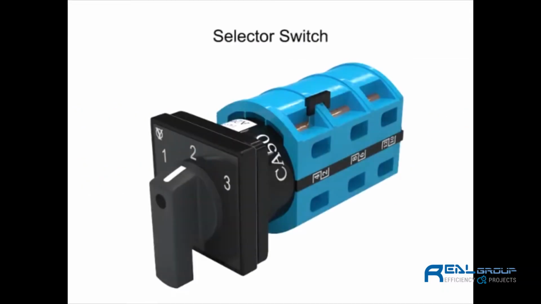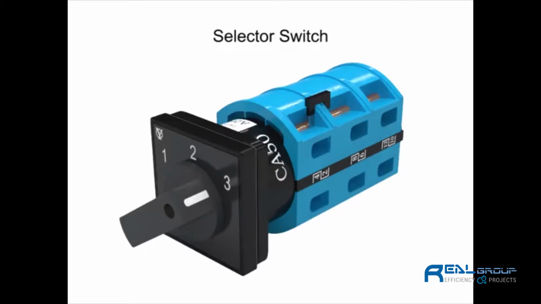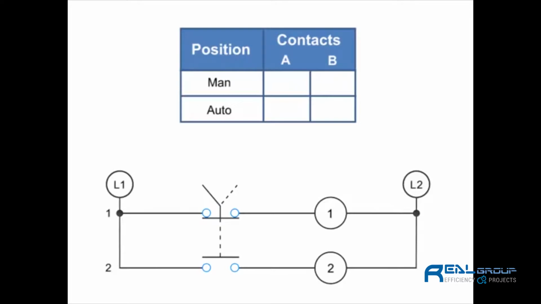A selector switch is a device with an operator that is manually rotated to activate electrical contacts. They are normally used to select either 2 or 3 different circuit conditions. Contact position on a selector switch can easily be illustrated using truth tables.